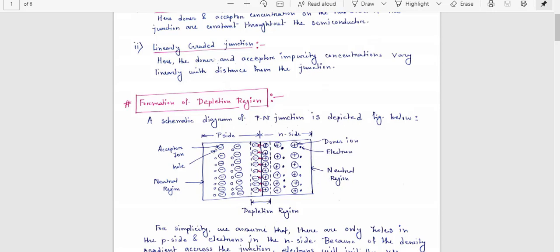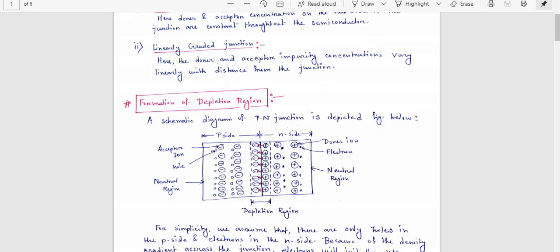As a result, what happens? This built-in potential is also known as barrier field. When the barrier field is just sufficient to prevent further diffusion of electrons and holes, at this time we can say that equilibrium is established. Now in this situation there is no movement of charge carriers across the junction. Charge carriers means here electrons and holes.